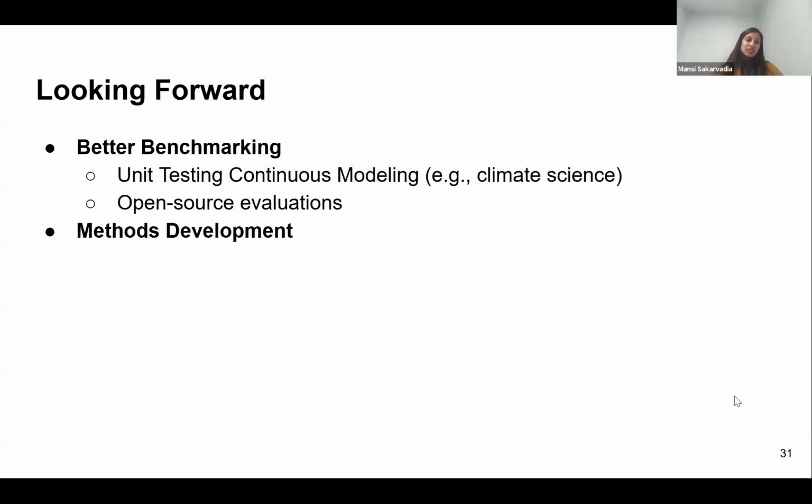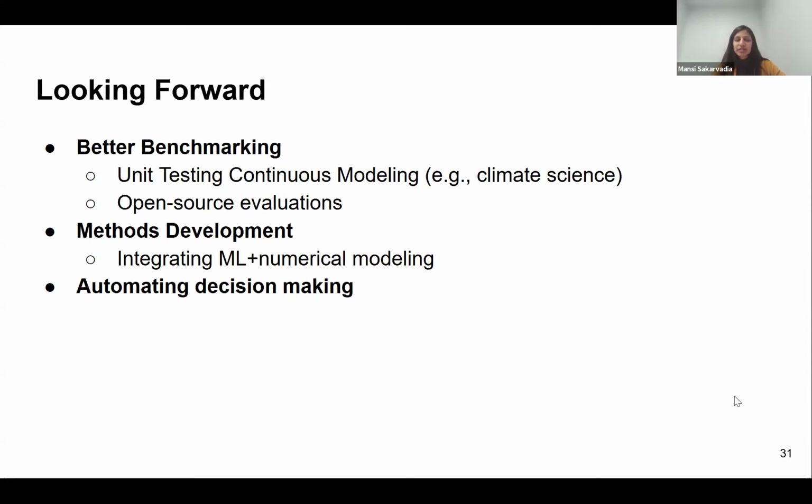The next interesting direction is continued methods development. We have some exciting work at the intersection of integrating machine learning with numerical modeling methods to get the best of both worlds. And perhaps what I'm most excited about is actually automated decision-making as we begin to integrate machine learning into computational science workflows.